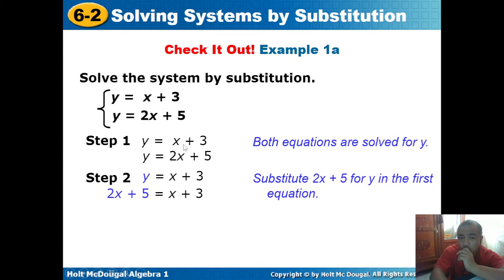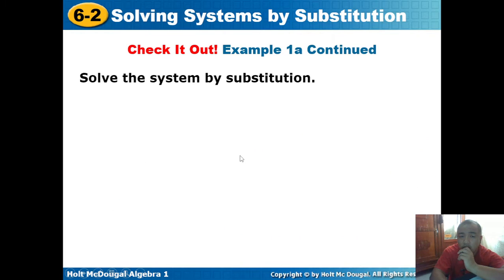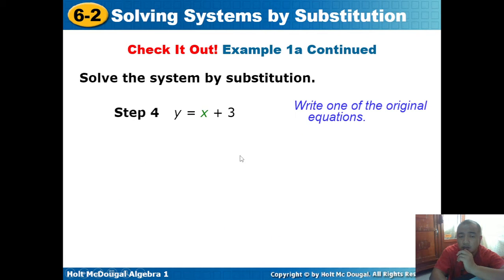Since both y are equal to x plus 3 and 2x plus 5, we can substitute this into equation 1. From here, we can now solve for x. 2x minus x is x, 3 minus 5 is negative 2. Negative 2 is x. Substitute it here for y: negative 2 plus 3 is 1. Negative 2, 1 is the answer.